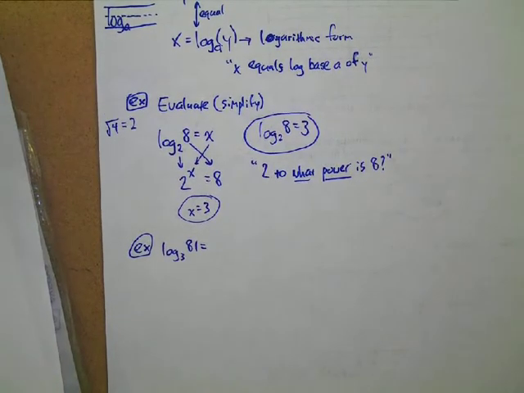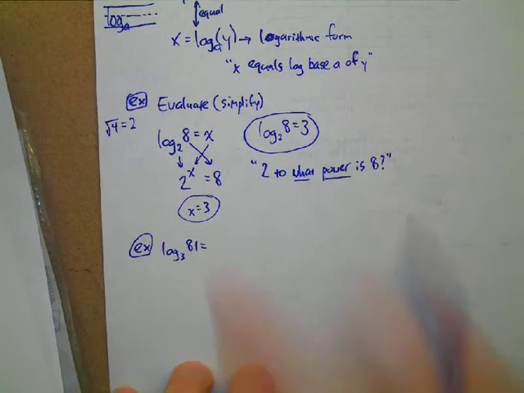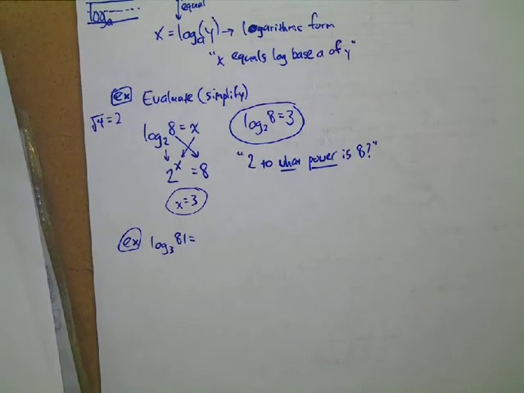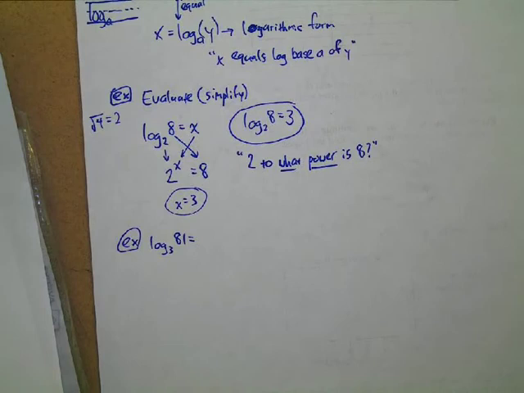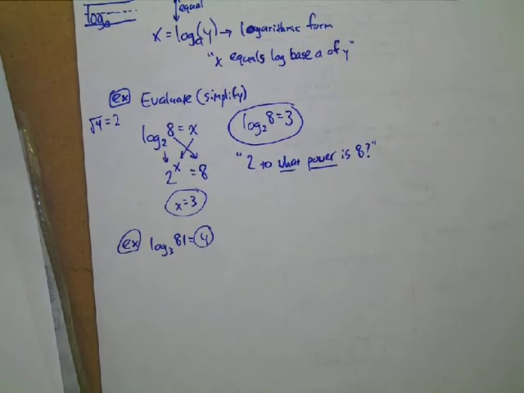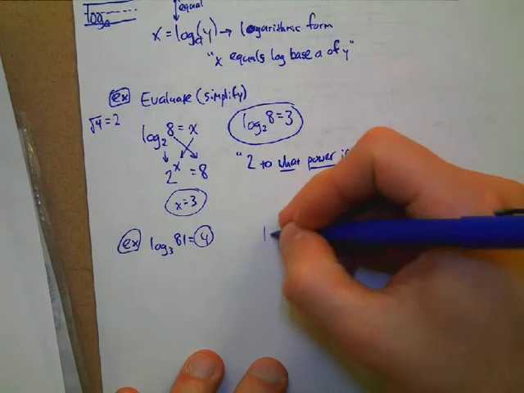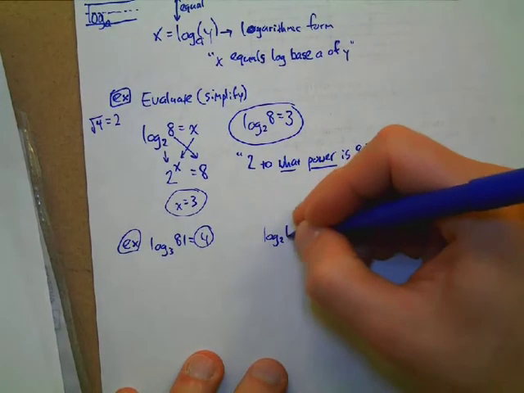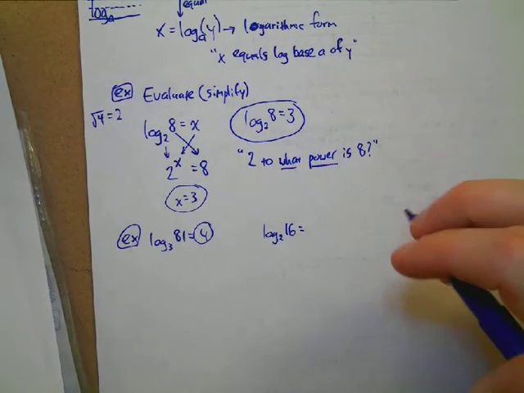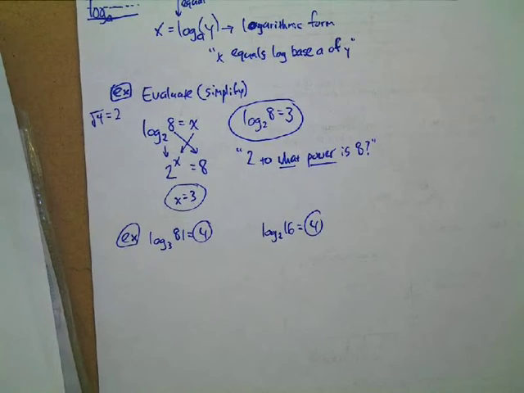Okay? So, log base 3 of 81. Or in other words, 3 to what power gives us 81? Okay? 4? We all agree with that? 3 to the 4th is 81? That's right. So the answer here is 4. Next one, log base 2 of 16. Or in other words, 2 to what power gives us 16? 2 to the 4th. So 4 is the answer again. Not very original, Mr. Widmeyer.